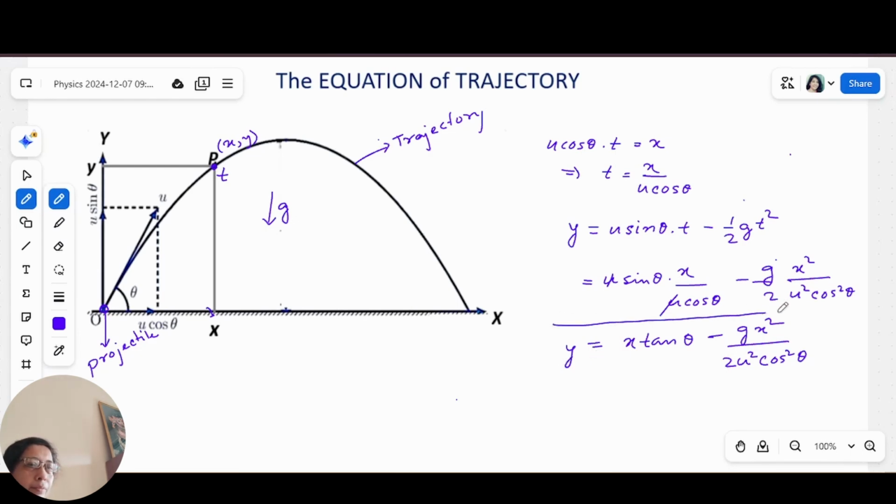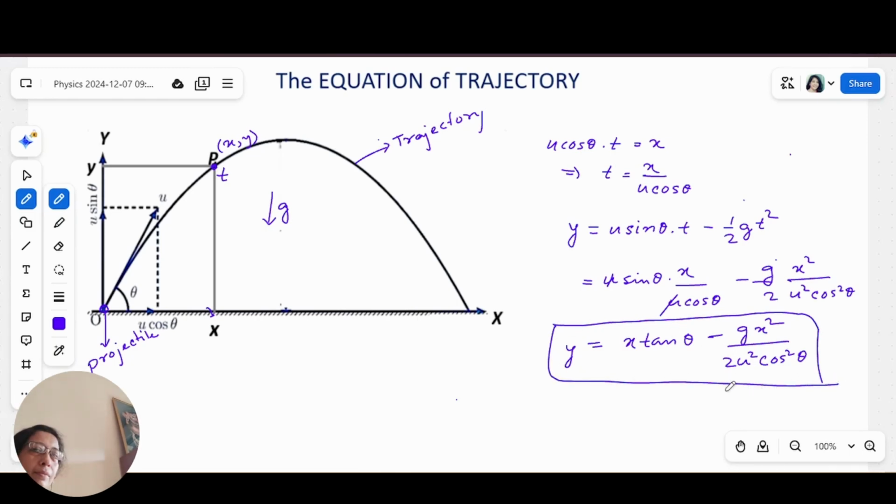This equation is an equation of parabola, which means the path of projectile is parabolic in nature. You can memorize the equation, but don't skip the logic. Always go back to the basics when you are stuck.